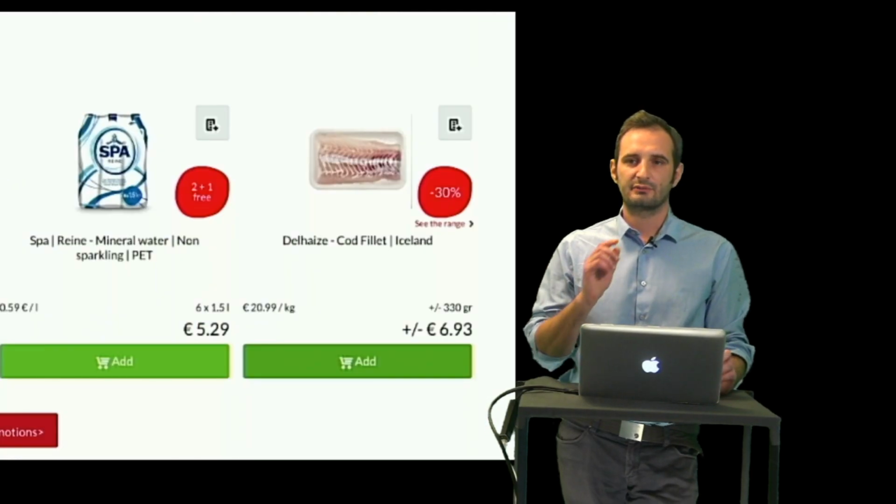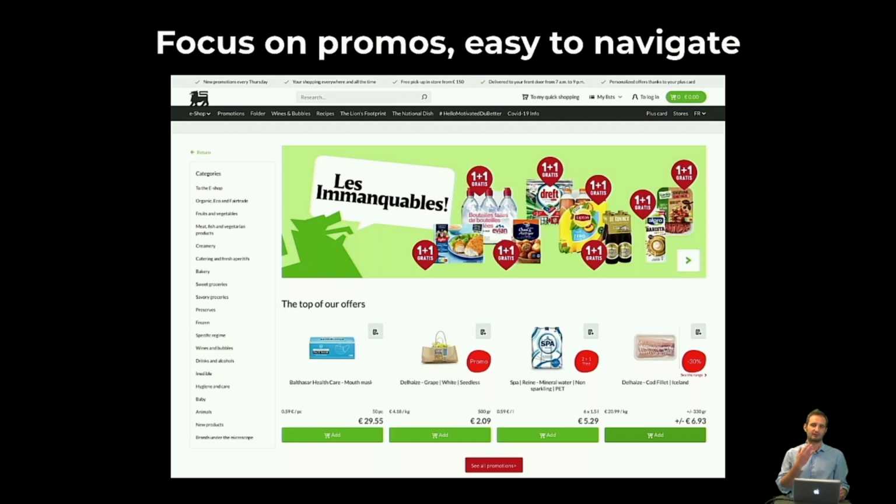In comparison, we have the website of a local retailer, Deleuze. The actions are still very visible, they're red, but if the visitor is not interested in this kind of content, it's really easy to navigate to other sections of the website.